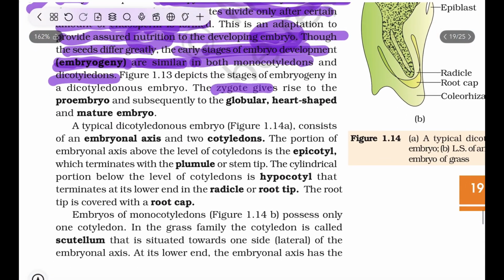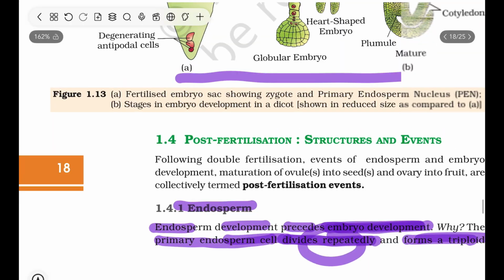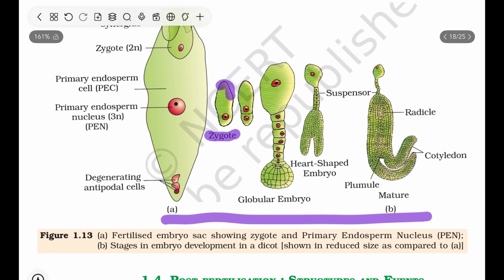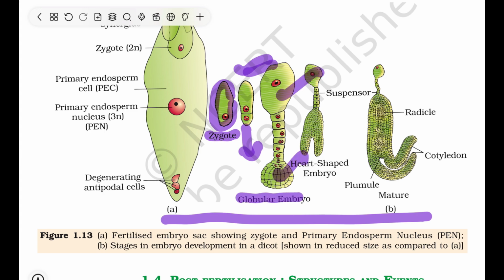Now the zygote will further give rise to the pro-embryo, which will further form the globular, heart-shaped and mature embryo. Okay, let's see. For example, this is the zygote, right? And the zygote will divide by mitosis to form the embryo. So that is a two-cell stage, and further it will form a globular embryo. Okay, globular. We can also observe the shape of the embryo.